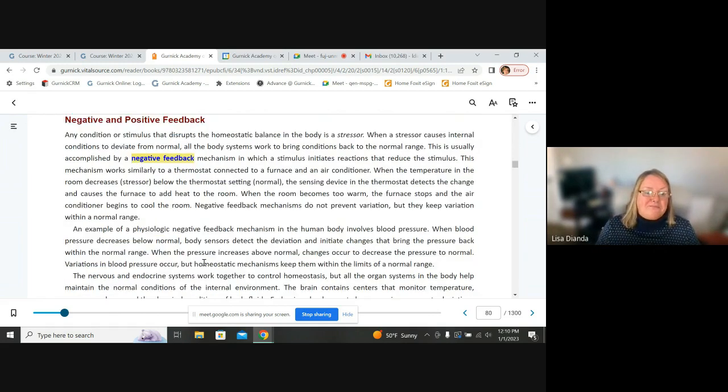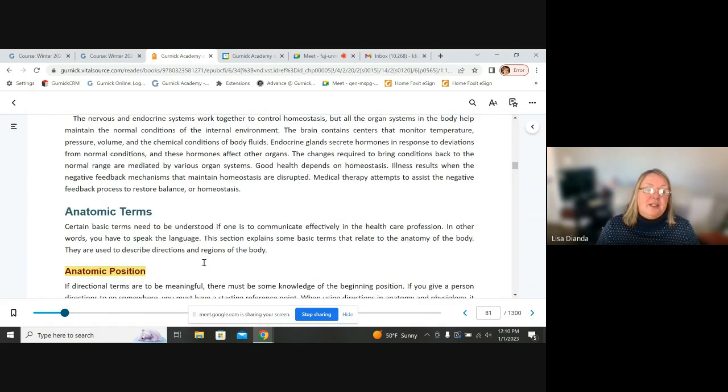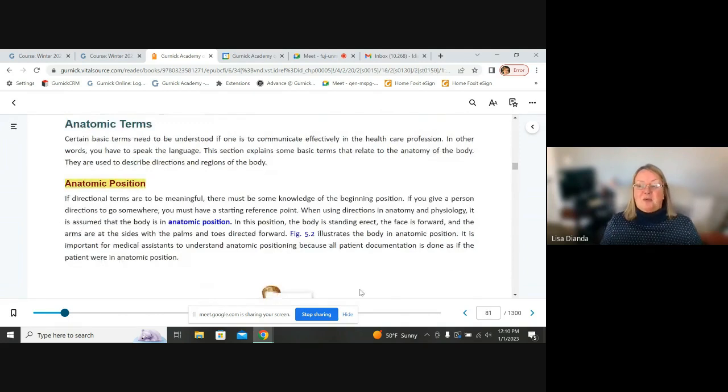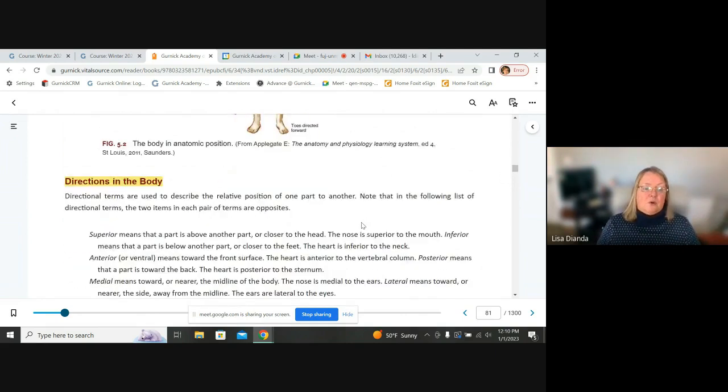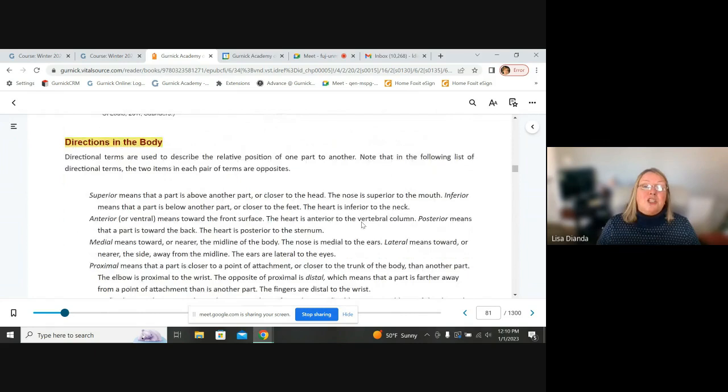All right. Let's go down to anatomic terms. The anatomic position. So anytime you hear this, anatomic position, this is what is meant in the medical language. In the field, this is anatomic position. They are standing upright, palms are forward, the back is erect, right? Palms forward.